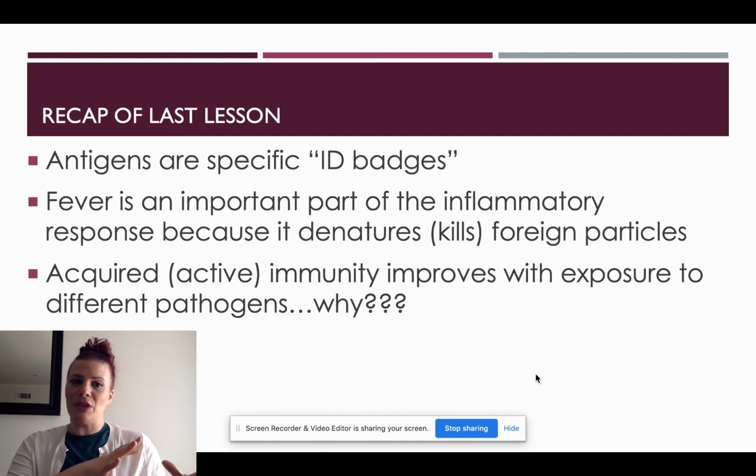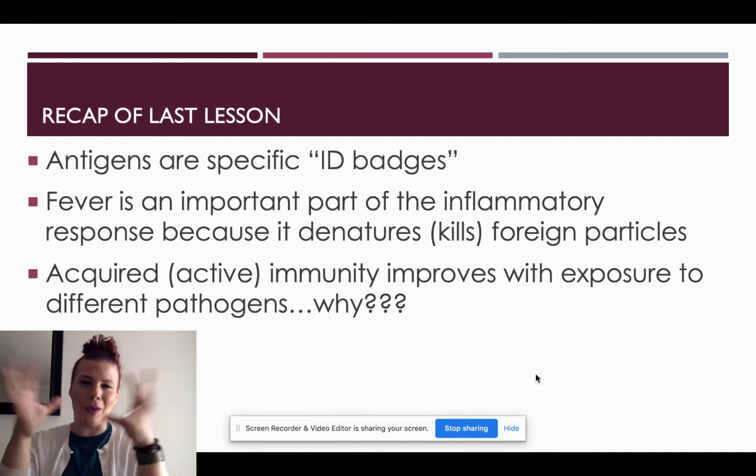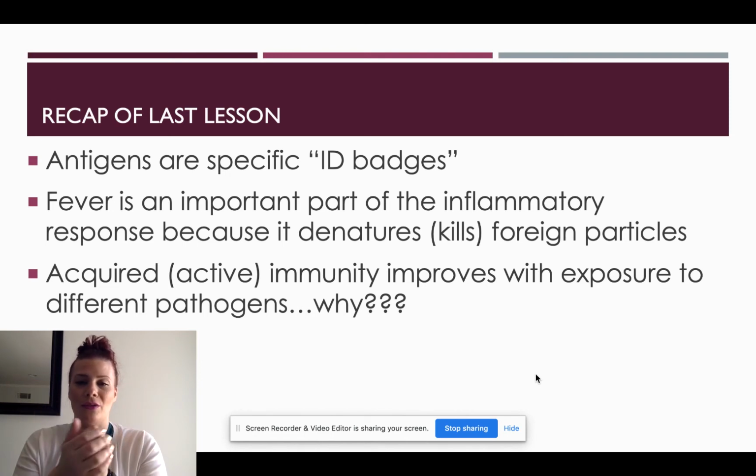So just a recap of where we should have been. Antigens are specific ID badges, right? There's outside markers on all of our cells, so we know that our cells in our body are supposed to be there. They're good. They're not foreign invaders, okay? Fever is an important part of the inflammatory response, we said, because it's going to kill those foreign particles. It also speeds up that process of phagocytosis, where we're eating and engulfing those foreign bacteria and particles and breaking them down. And acquired or active immunity improves with exposure to different pathogens, right? So your immune system's getting stronger as you age, and we'll talk about why that occurs.